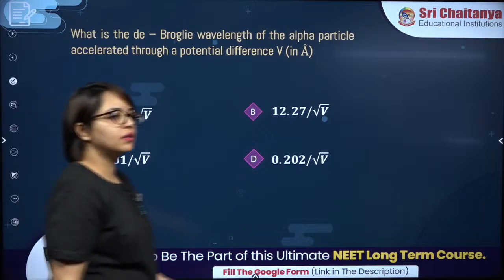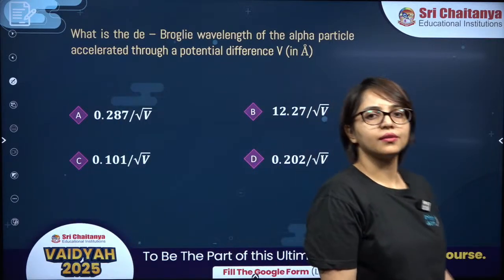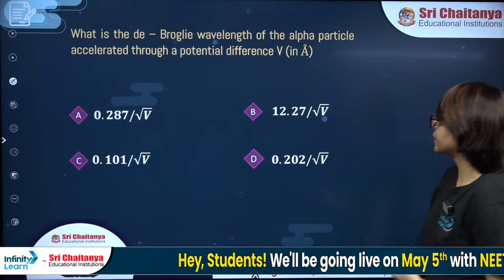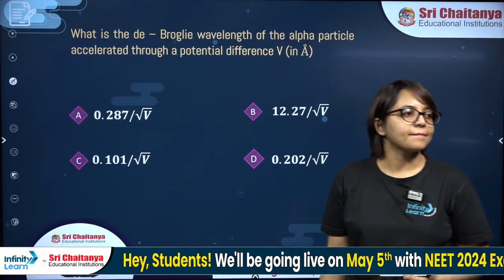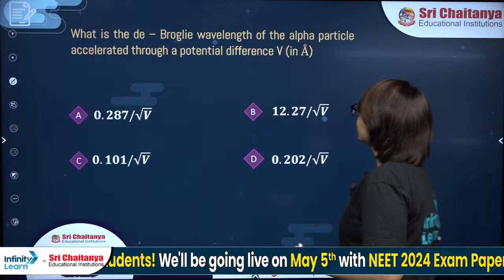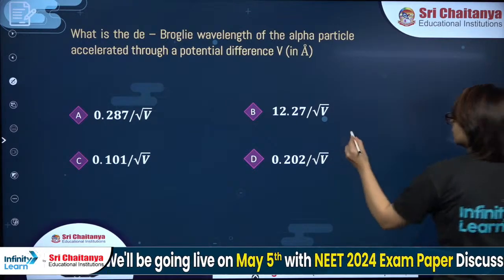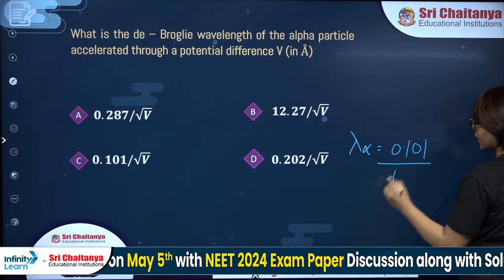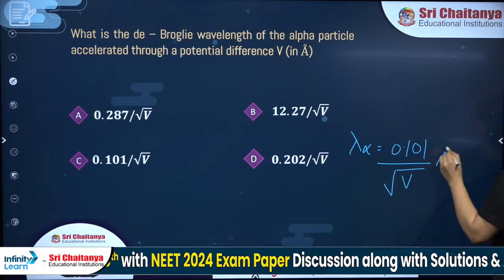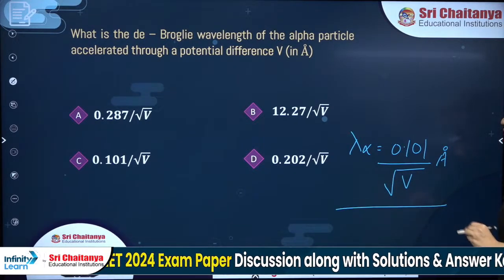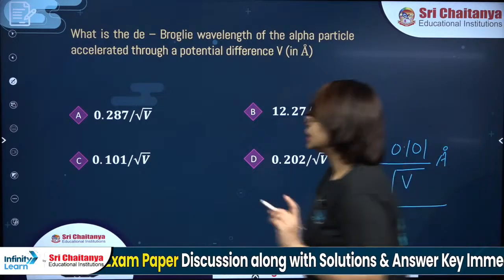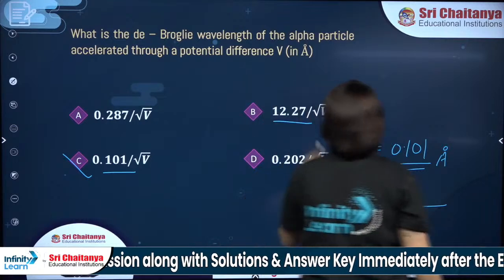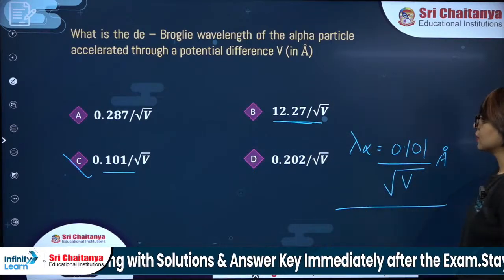Option 4. Option 3, option B, option A. De Broglie wavelength of alpha particle is 0.101 divided by under root of V angstrom. This is what we have as the direct formula, which is option C. This is for electron. This is for electron. ठीक है?